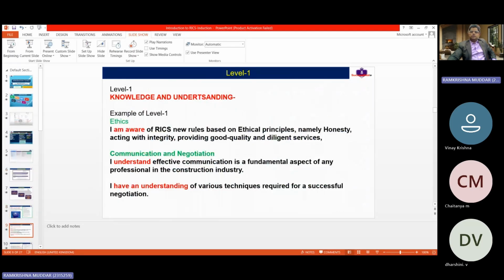I am aware of the new RICS rules based on ethical principles, namely honesty, acting with integrity, and providing good quality and diligent service. Okay, such type of example. When I am going through the ethics module, at that time there will be many examples. Understand? From there you have to pick up and write it. Clear? Now you understand why I chose to show you that slide, because this is how it should be written.